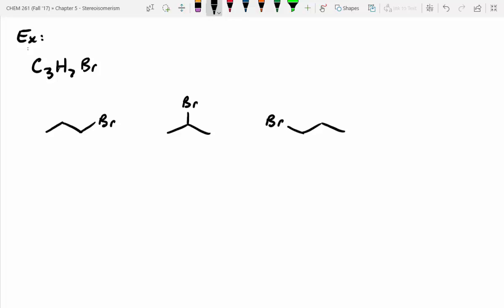And if we were to name them, what would they both be called, the left and the right one? Yeah, they would both be 1-bromopropane. I could draw it a million times, it wouldn't make it any more right, so I'm just going to erase this. Are there any others? No, I'd say these are both unique isomers for C3H7Br.